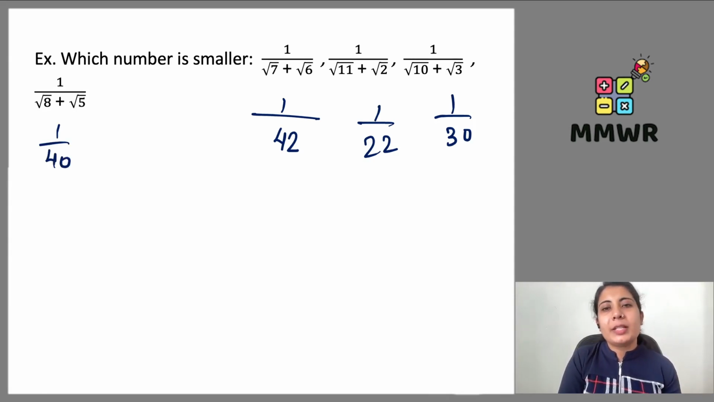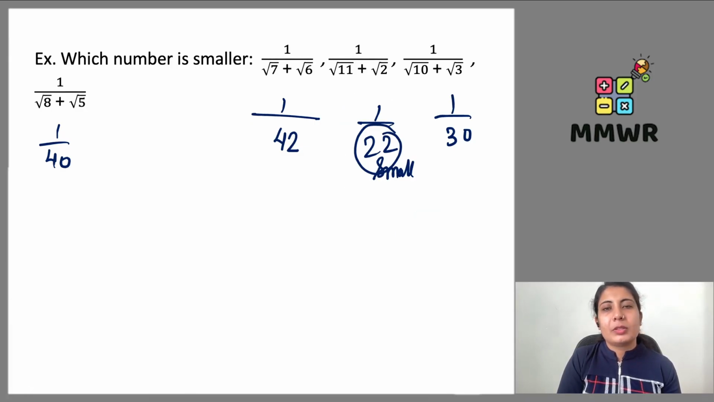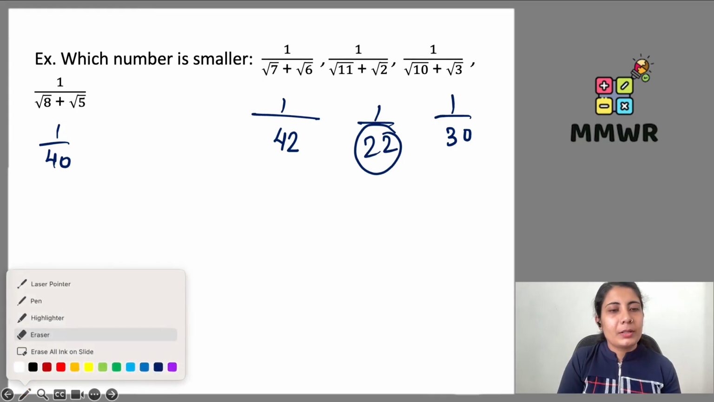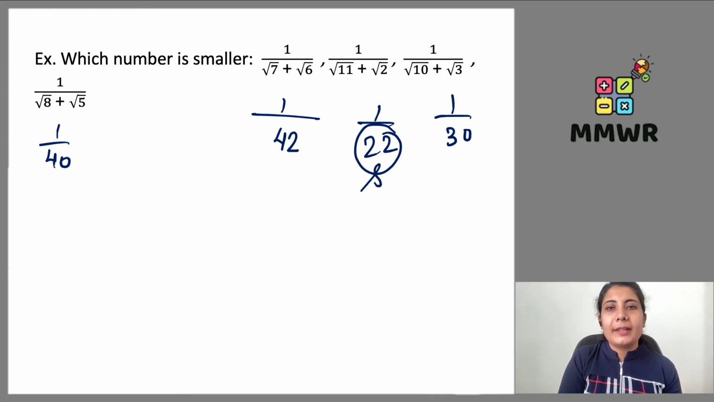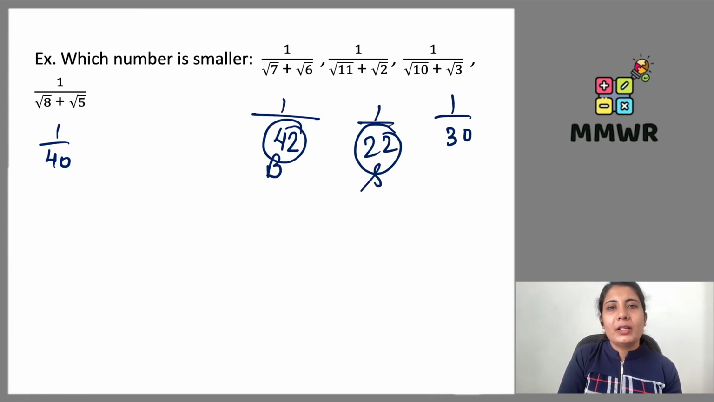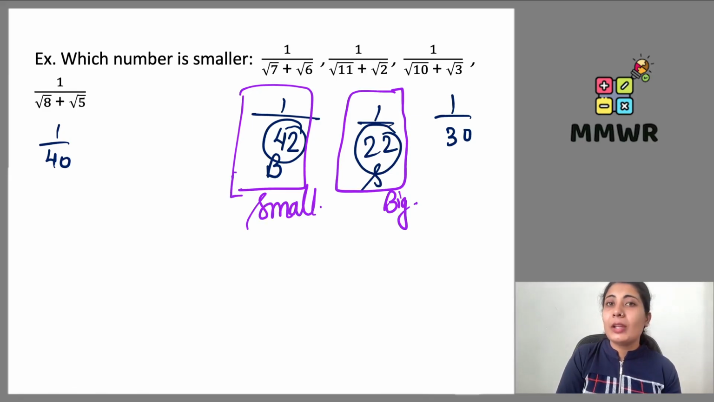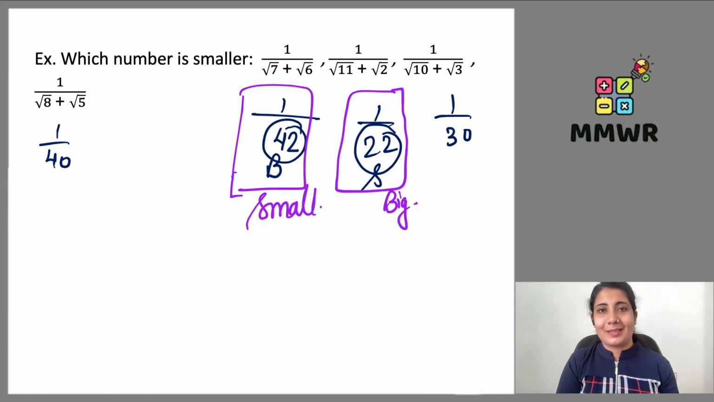So एक लाइन में हम बता देंगे 22 is small number. That is why the fraction will be the big one. 22 is a small number, right? And 42 is the big number. So if 22 is lesser one, smaller one, 1 upon 22 is going to be the bigger one. Okay? And 42 is the bigger one, so 1 upon 42 will be the smaller one. जितना बड़ा नंबर डिनोमिनेटर में है वो फ्रैक्शन उतना छोटा है. That's it. This only you have to keep in mind while doing this.